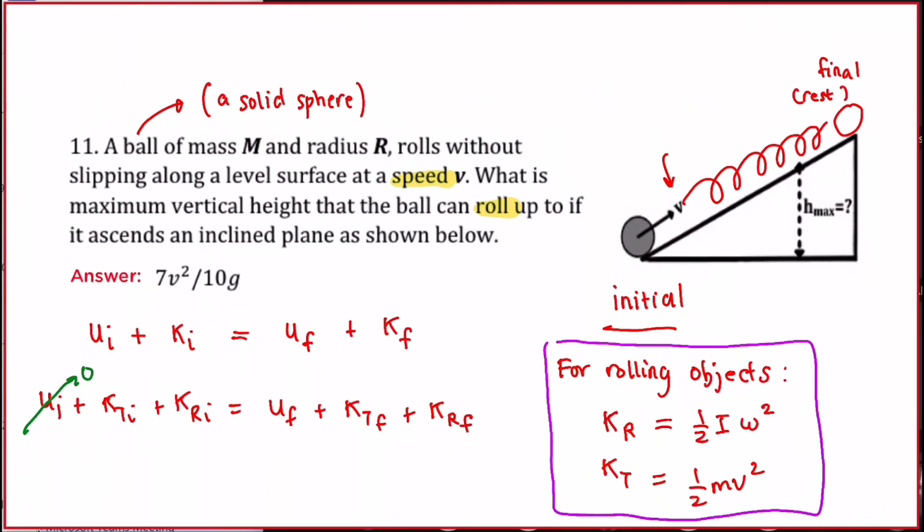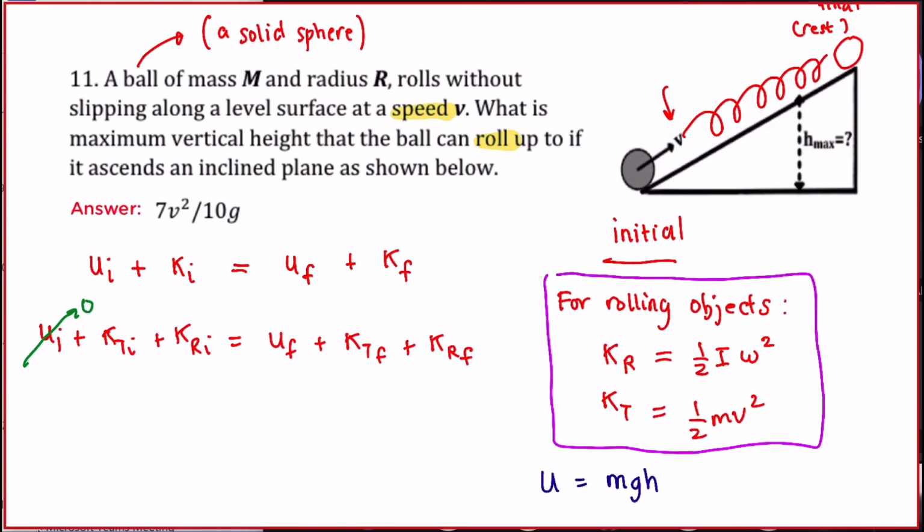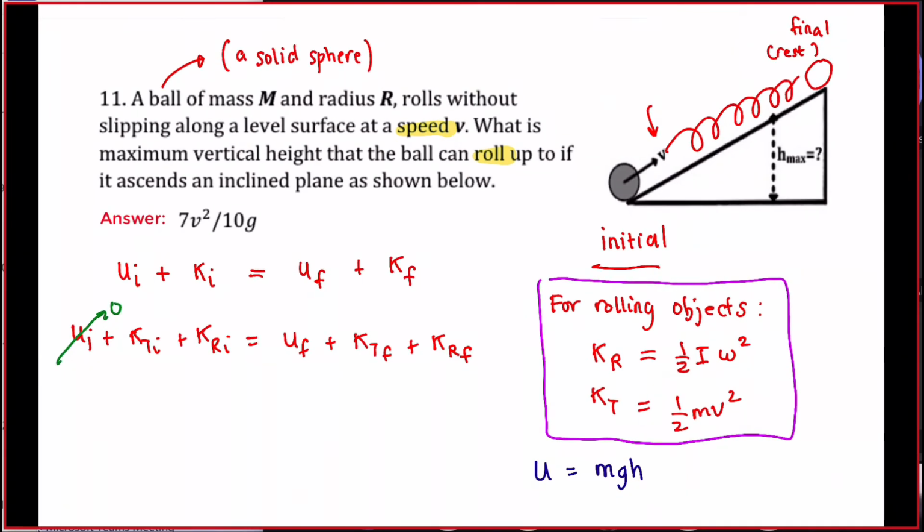Yes, Muhammad Nasser. Why is initial potential energy equal to 0? Because the height is equal to 0. Very good. Because the initial height of the object is 0. It is at the bottom of the inclined plane. And if potential energy is mgh, the height is 0, so therefore the potential energy is 0. Since the object is at the bottom of the inclined plane, the initial potential energy is equal to 0.